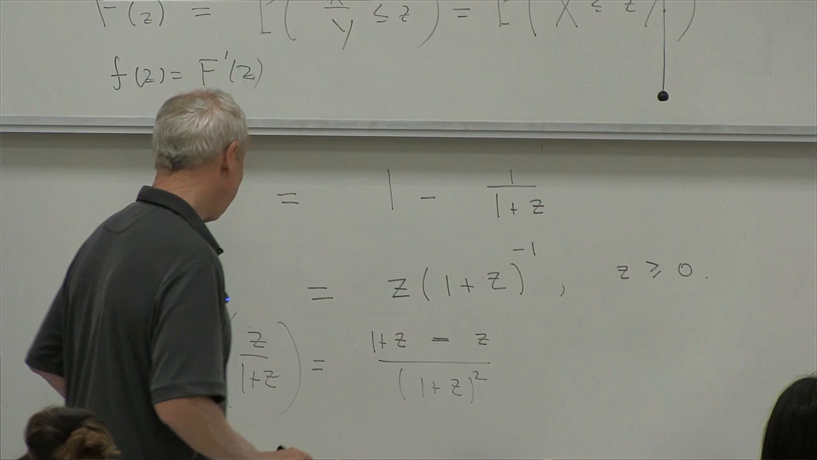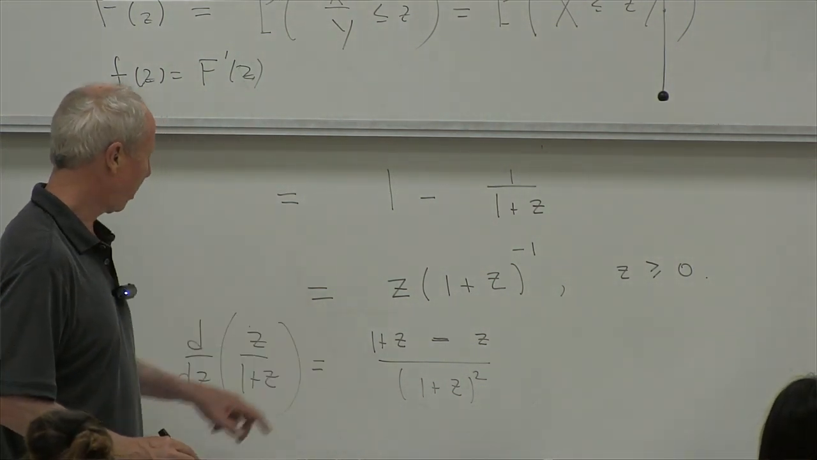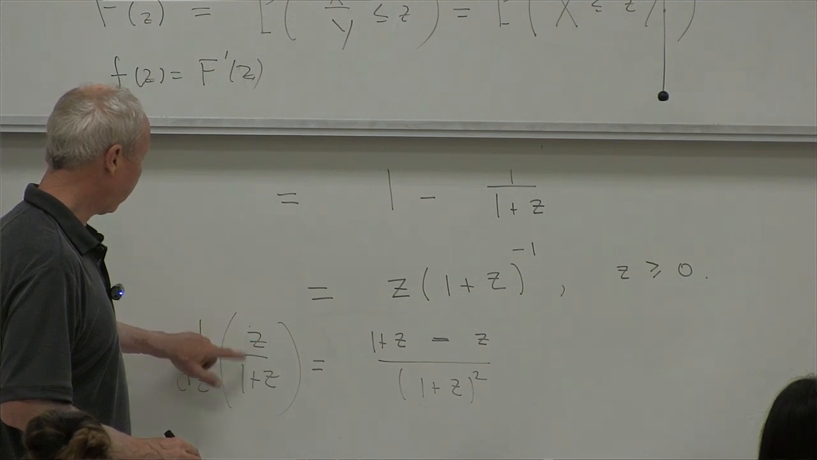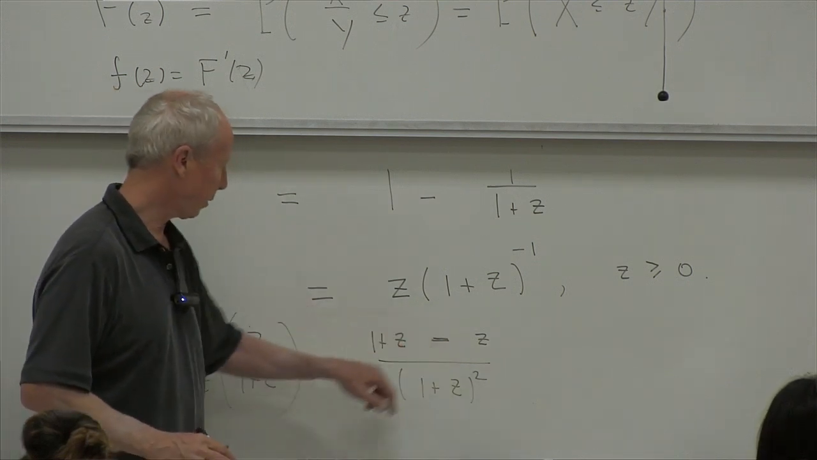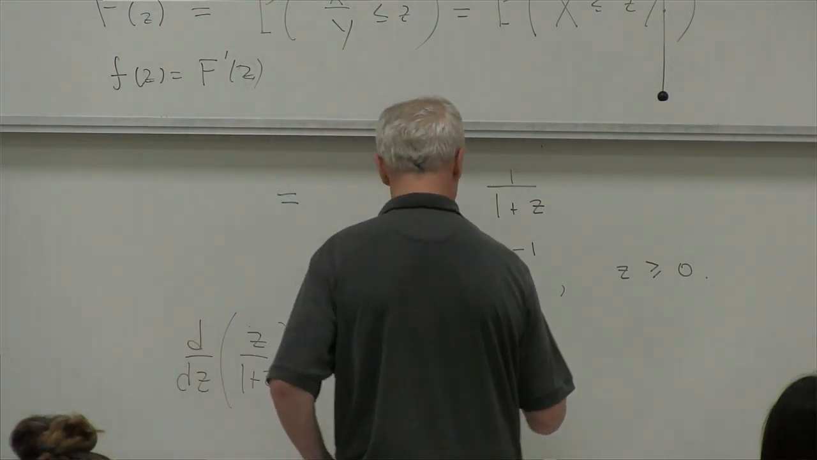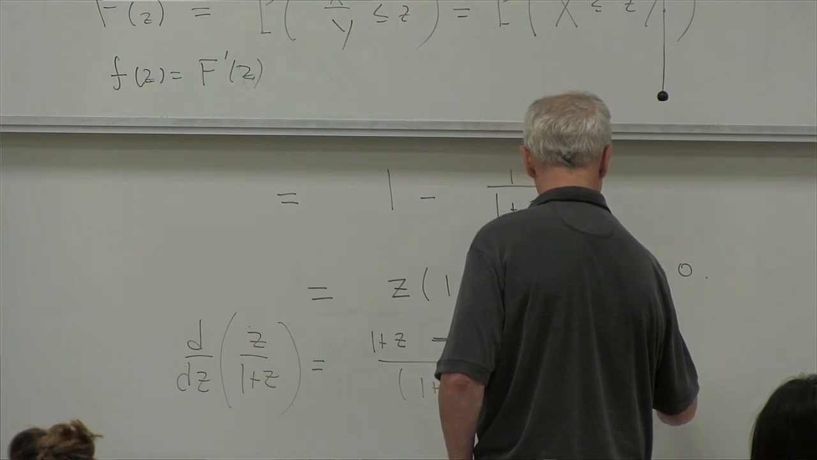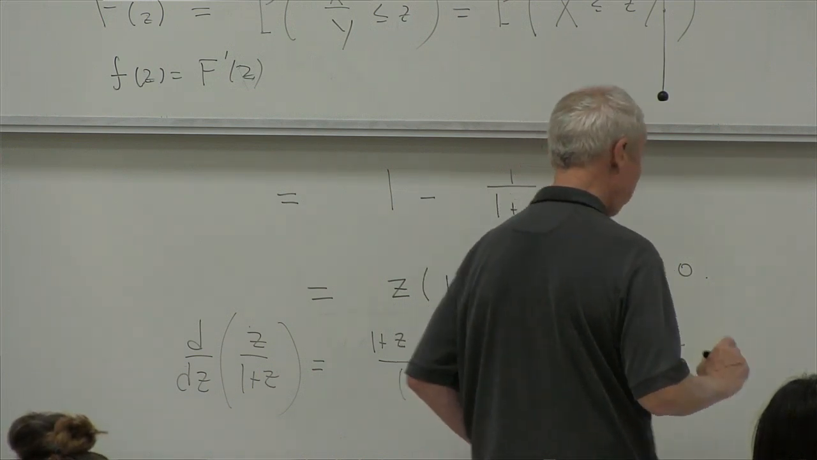Is this right? We get the derivative of the numerator, that'd be 1, times the denominator, minus the numerator, which would be Z, times the derivative of the denominator, over the denominator squared. So this is 1 over Z, 1 plus Z squared, or 1 plus Z to the minus 2.